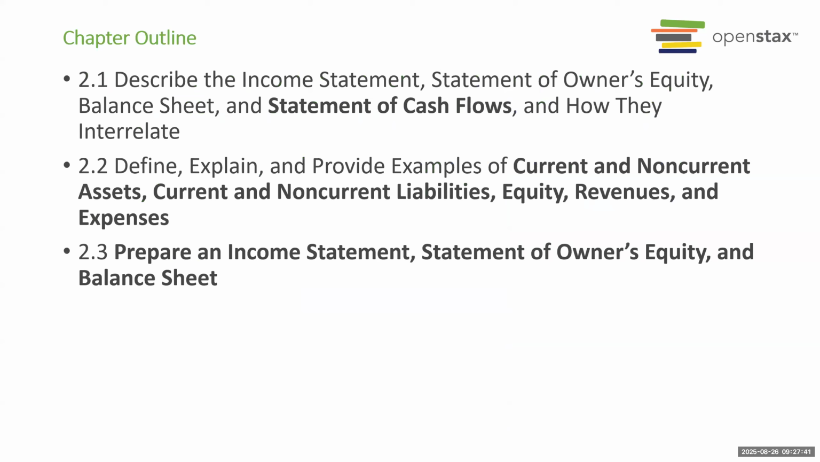In this outline, we're going to look at all the financial statements, which includes the income statement, statement of owner's equity, the balance sheet, and the statement of cash flows, and how they're interrelated. We're going to explain current versus non-current assets, current and non-current liabilities, equity, revenues, and expenses. We're also going to prepare an income statement, a statement of owner's equity, and a balance sheet.